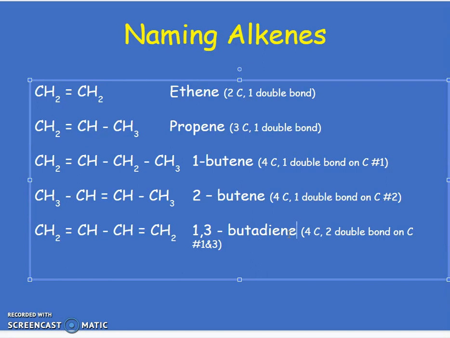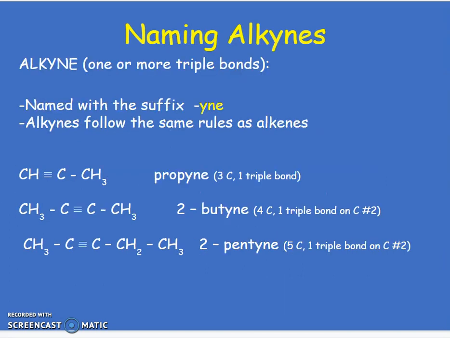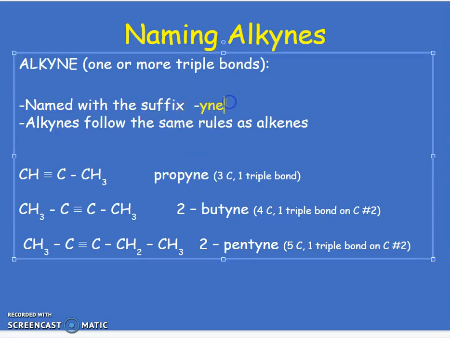Okay, so the rules start to become very familiar. Anytime you have more than one thing, you add in a di prefix. If you have 3 things, it's a tri. You always need a number. If you're indicating something is there, you need a number to say where it is. Triple bonds literally work in the same way. It's just that the ending is now YNE, so alkyne. So here we have propyne.